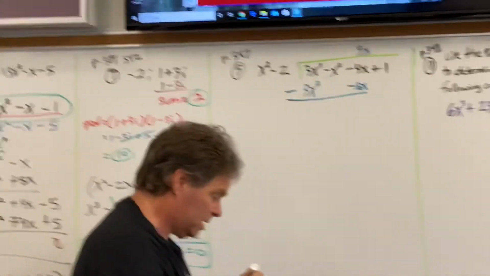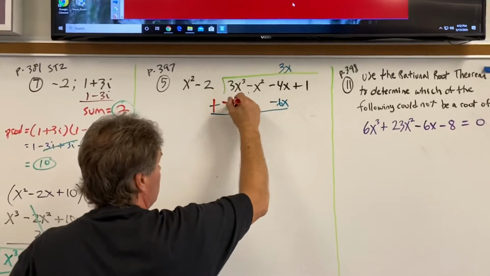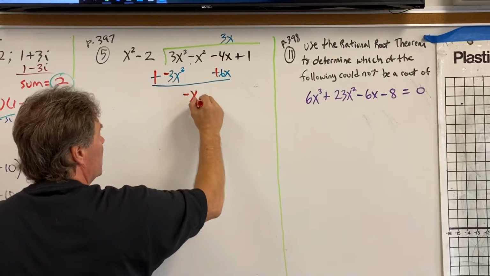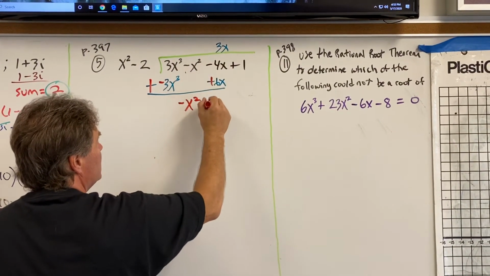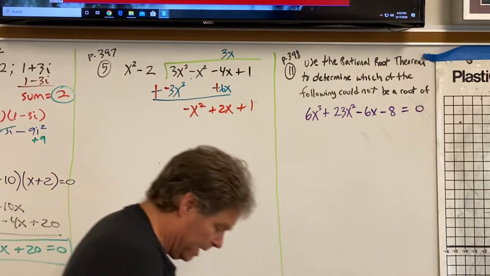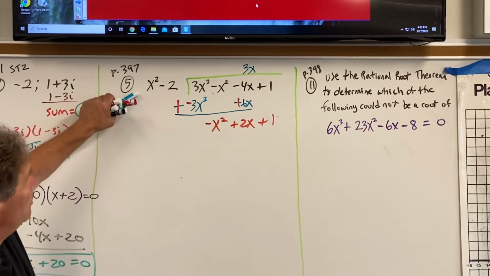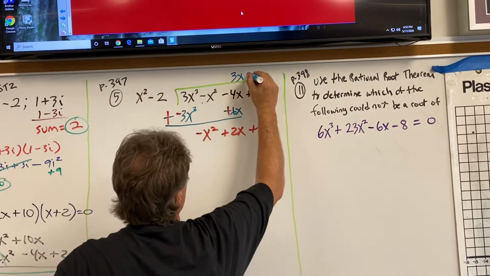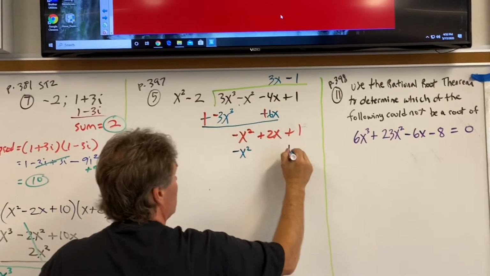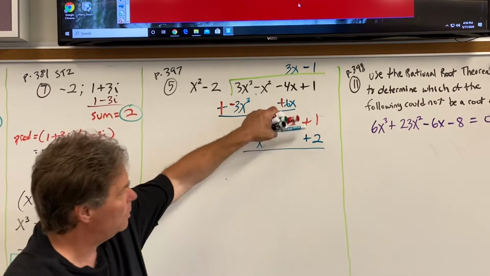Then I want to subtract. But remember, adding the opposite is another way of subtracting, so that's what I'm going to do. This is 0. Negative x squared and nothing is still negative x squared. Negative 4x plus 6x is plus 2x. And then bring down the plus 1. Now, what does it take to turn x squared into negative x squared? Negative 1, right? This times this is negative x squared. This times this is plus 2, right? Leave this blank because the 2 has to go under the constant.